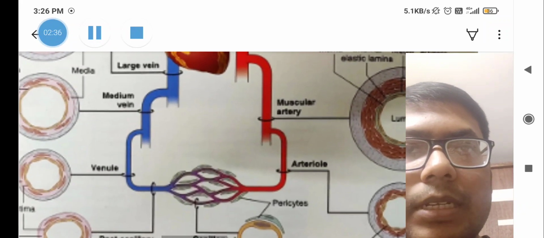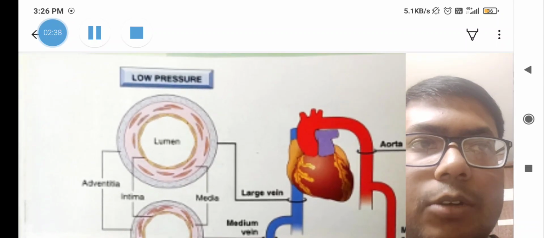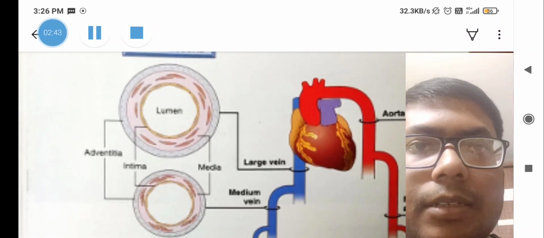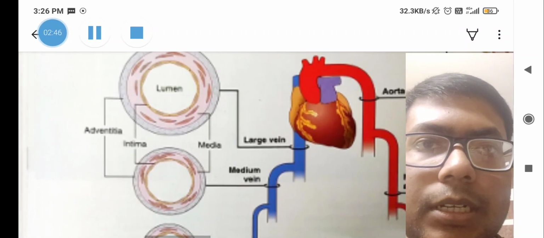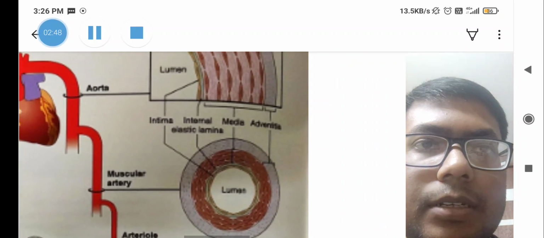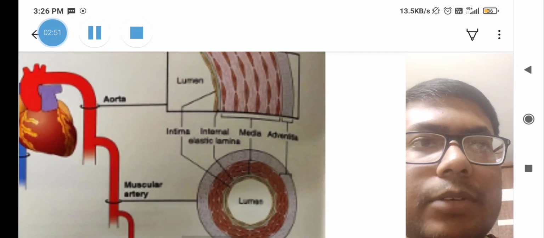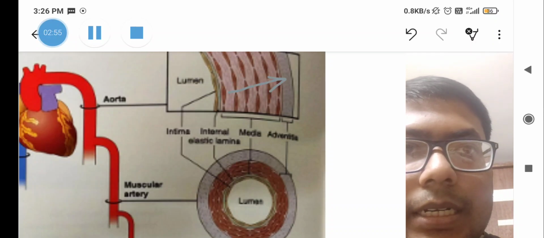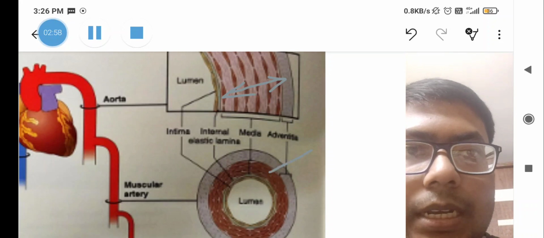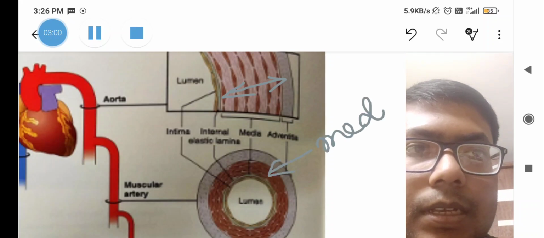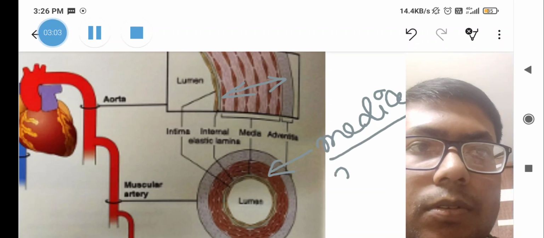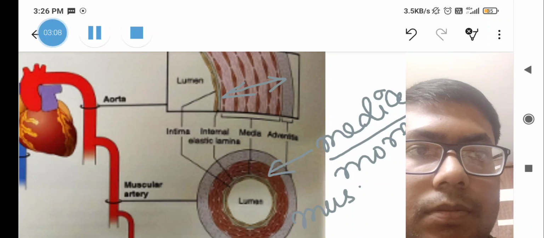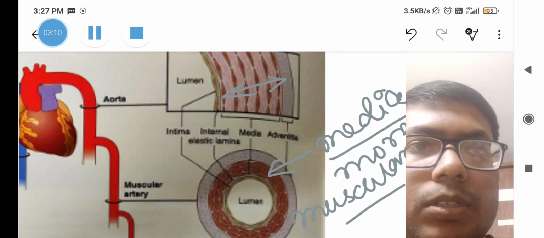This diagram is present in Robbins. There are low pressure vessels. There is the lumen, adventitia, intima, and this is the high pressure vessel. And you can see that the tunica media part is so thick. Tunica media is more muscular. You see that.